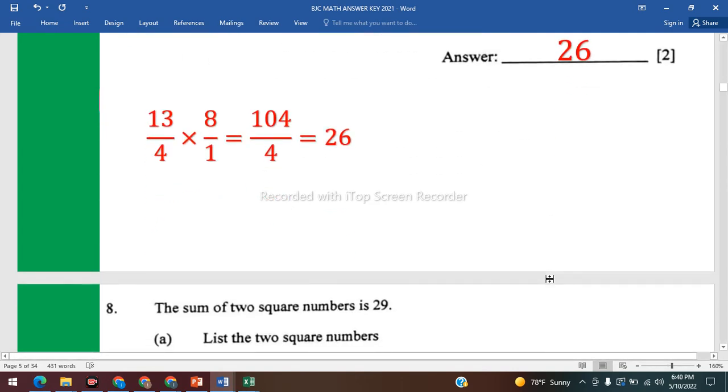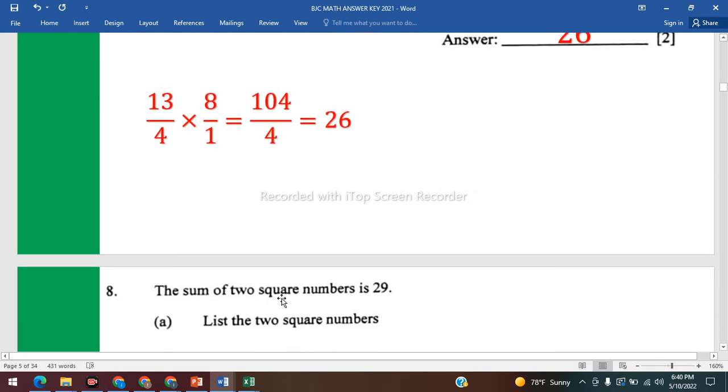Next up: the sum of two square numbers is 29. List the two square numbers. The sum of two square numbers is 29. There has to be an error. They made some mistake. No, it's not an error at all.